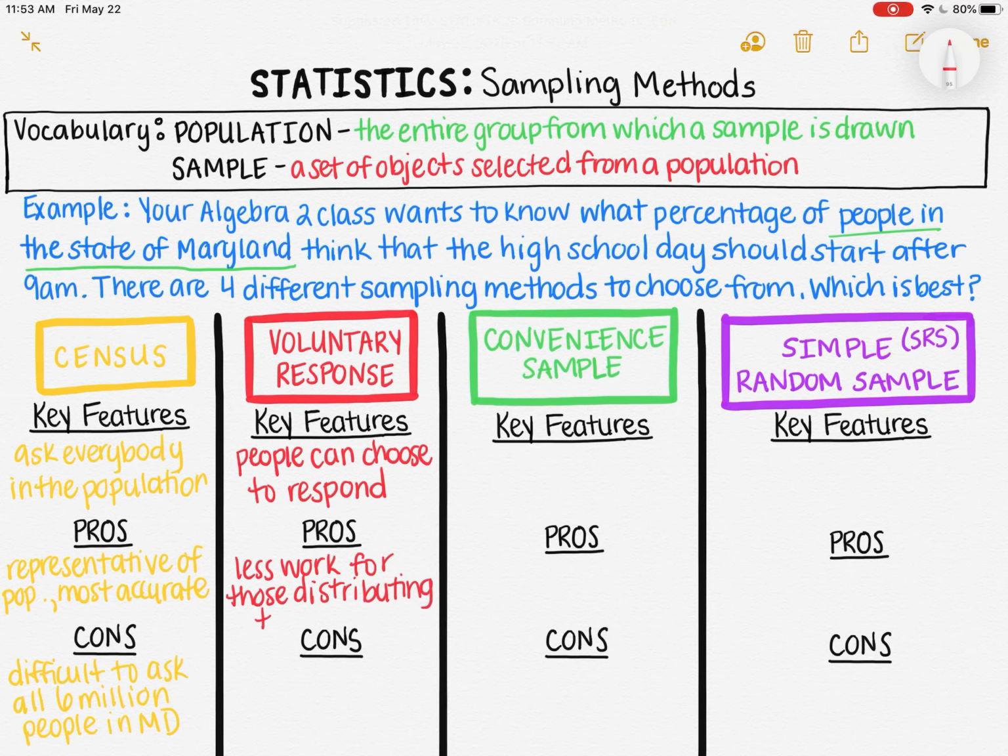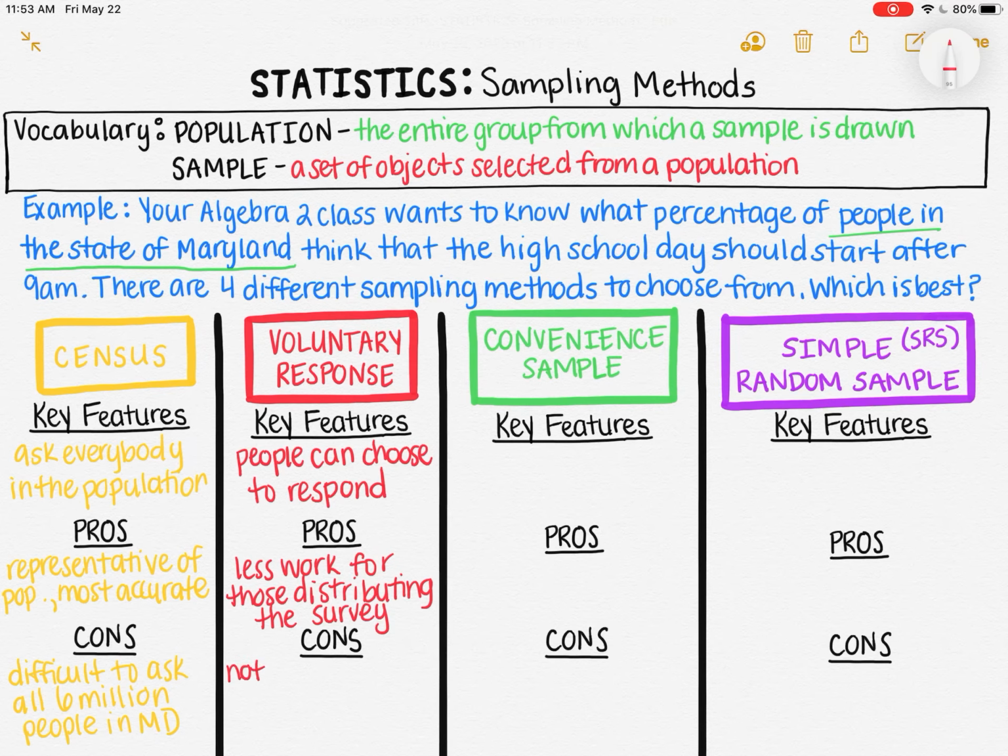Once you post that link, then all you have to do is wait and see what people say. You really don't have to do any other work beyond that. You're just putting it out there, letting people know if they want to do it, they can, they don't have to, and then you just wait and see what people say.